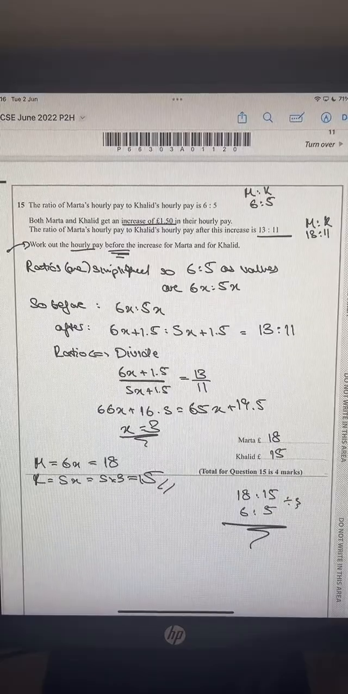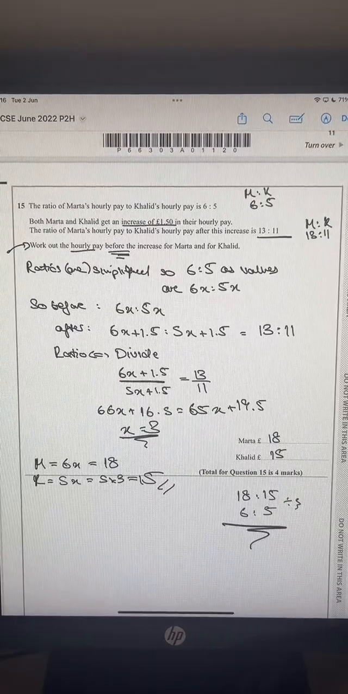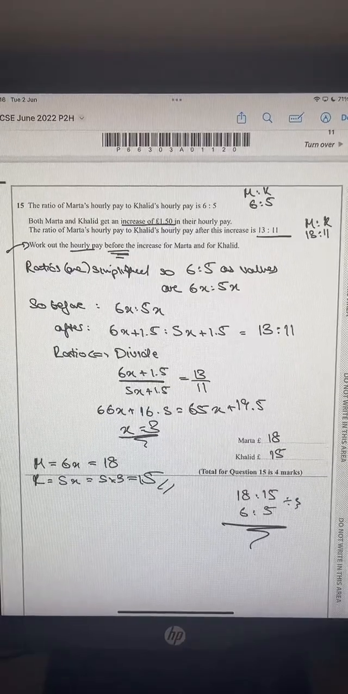This is GCSEs, so if there's ratios, use x. That's what I did for this question, because the ratio is simplified, so it's a scaled version by a scale factor of x, so I used x in this one.